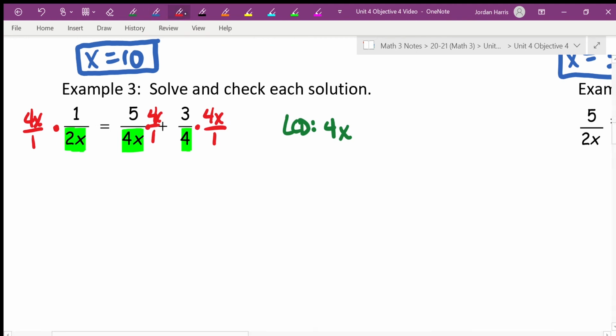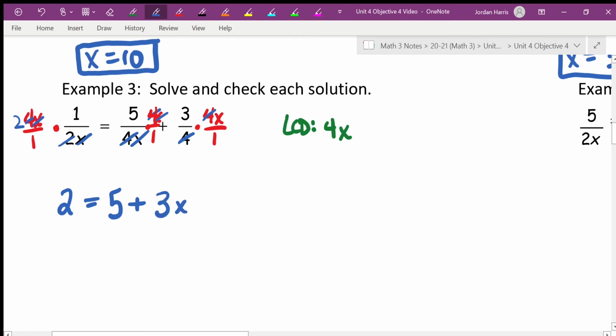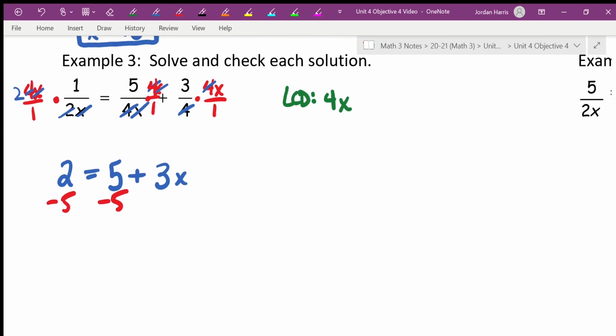So on this side, I'll erase my highlighting just to make it easier to see. On this side, the x's will simplify, and the 2 and the 4 simplify to just 2. And so I'm left with 2 times 1, which is 2, equals. On this side, the 4 and the x simplify, so I'm left with just 5, plus the 4 simplifies, so I'm left with 3 times x, which is 3x. Then I can just subtract 5 from both sides. It's a pretty simple thing now.